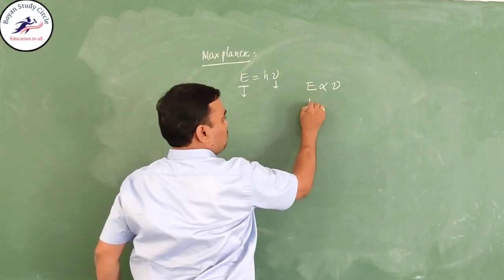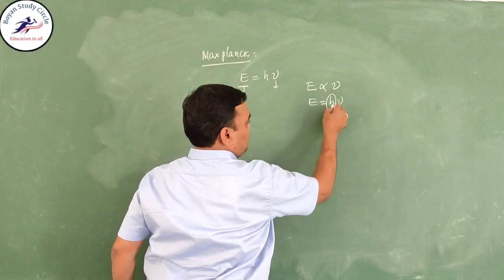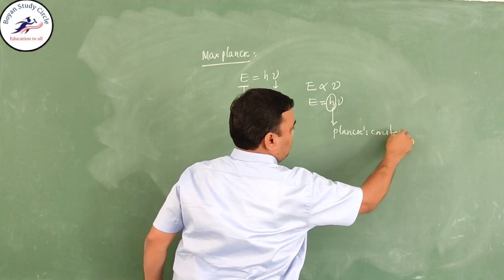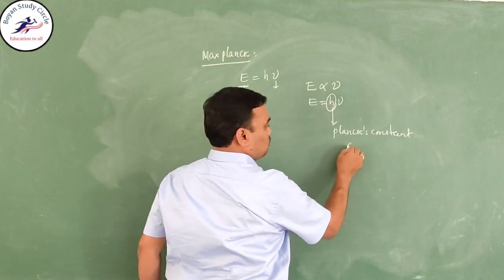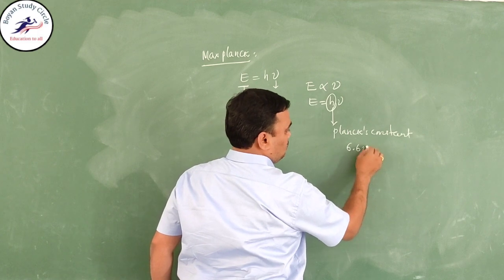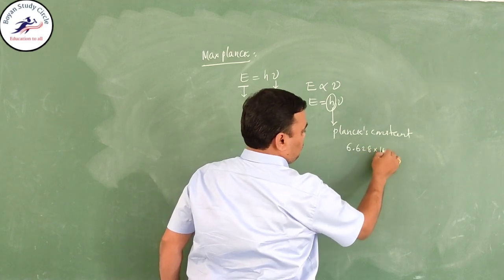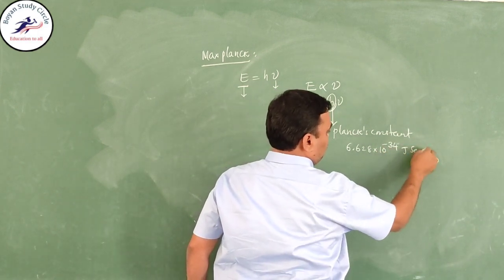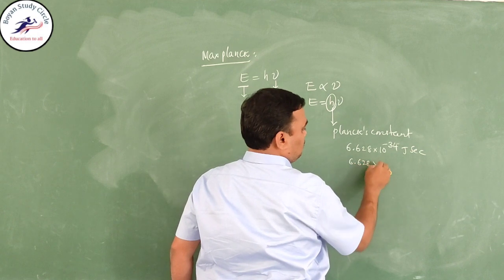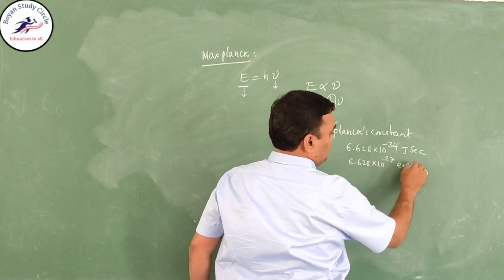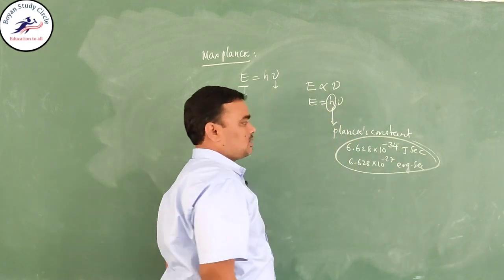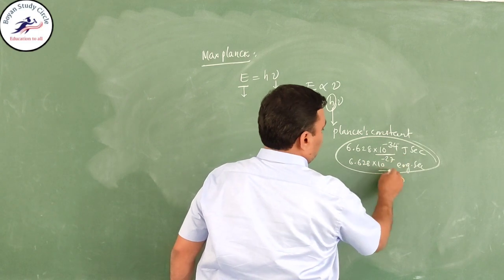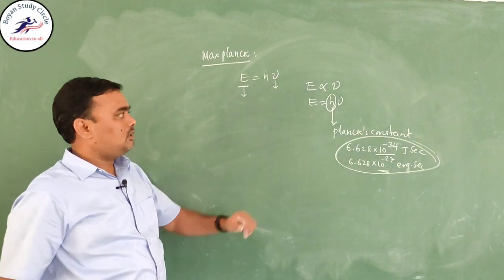When you remove this proportionality, you will get a constant, that is h. This constant is called Planck's constant, and its value is 6.628 into 10 to the power of minus 34 joule second, or 10 to the power of minus 27 erg second. These are the Planck's constant values, in joules and ergs, right.